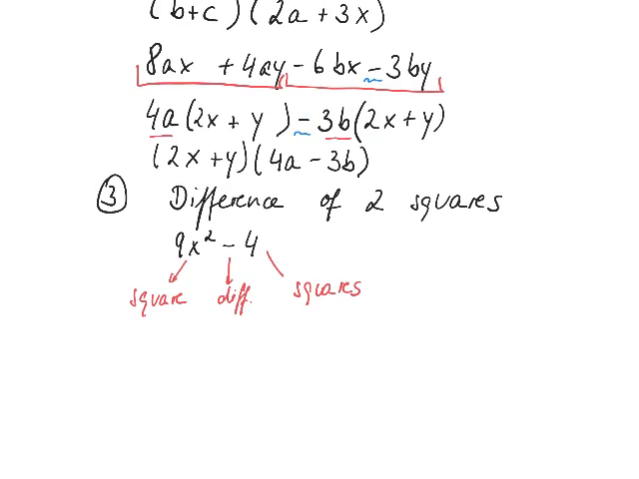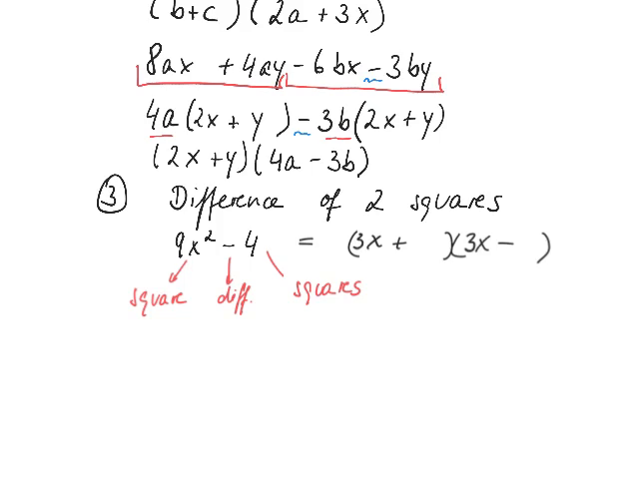So the way we solve it, we have two brackets. One gets a plus, one gets a minus, and then we look at 9x squared. What number or letter multiplied by itself gives me 9x squared? So essentially we have to take the root. The root of 9 is 3. I write that here and here. The root of x squared is x. So x times x is x squared. So I write an x in here and an x in here.